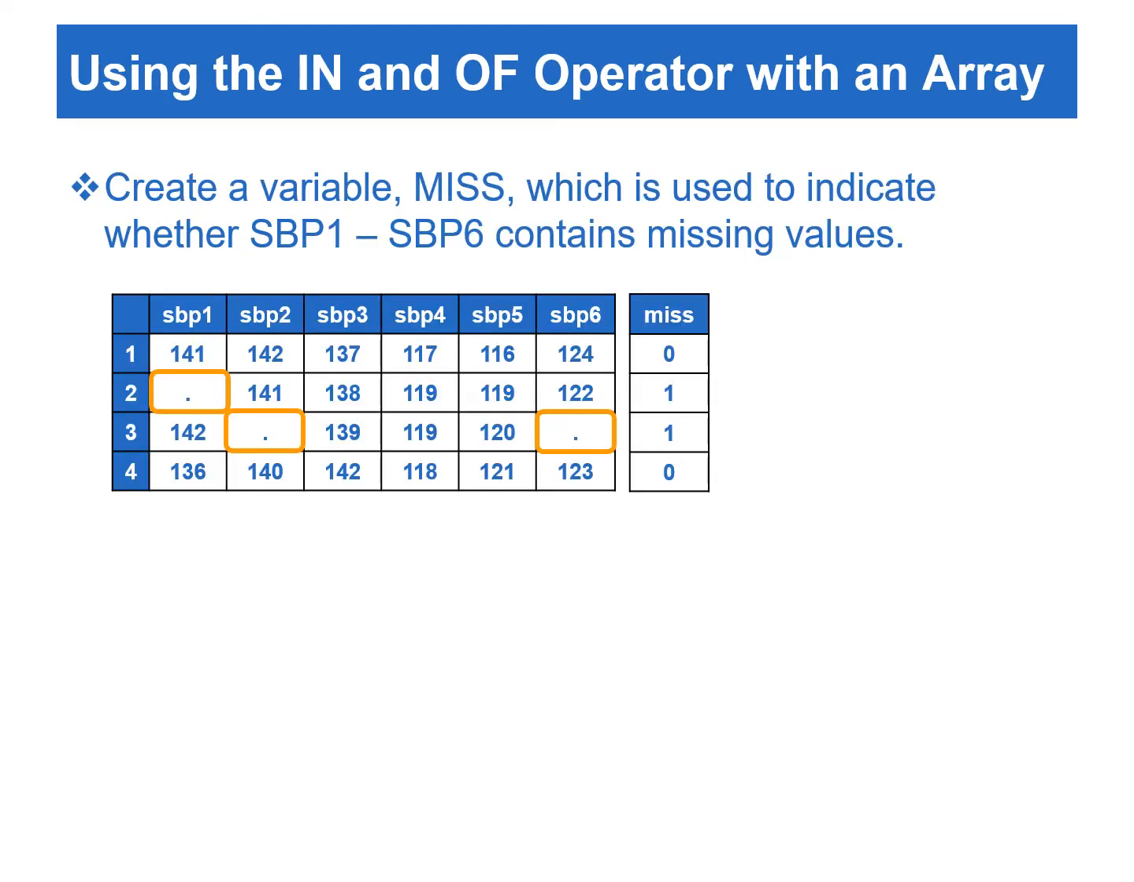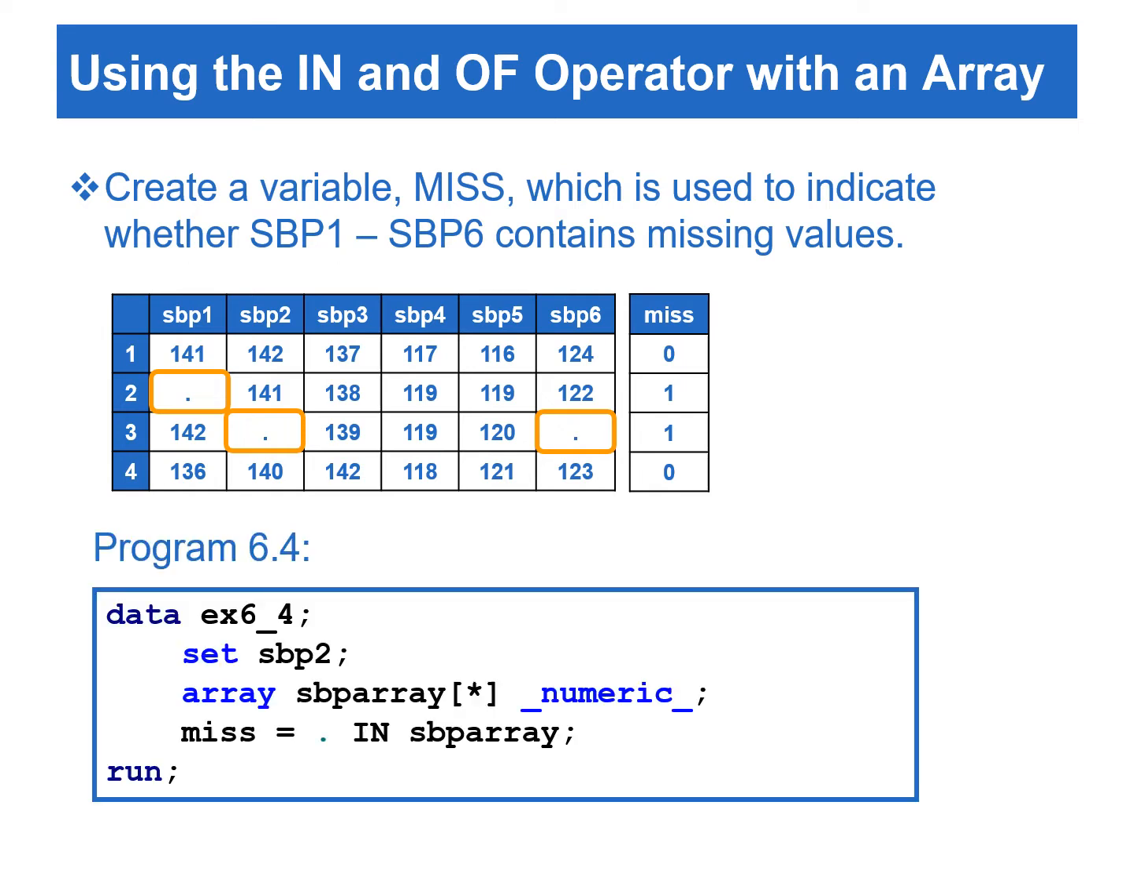Now, let's see how to use the in operator. This data set is similar to the dataset SBP, except that the missing values are represented by using periods. Suppose that we would like to create a variable, miss, which is used to indicate whether SBP1 to SBP6 contains missing values. This task can be easily accomplished by using the in operator.